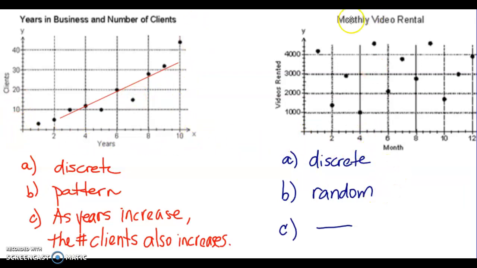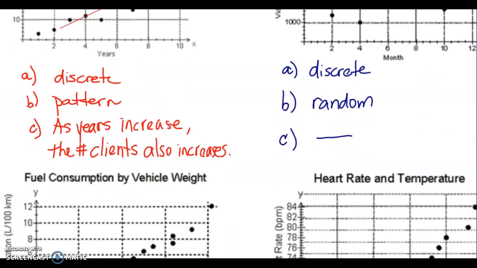Looking at our second example, title is monthly video rental, x-axis is month, y-axis is videos rented. So again, this is discrete data because I can't break down the number of videos rented into smaller components. Looking at the points here, there is no line that approximates the move of the points, so I say that they are completely random. There is no pattern. So there's no relationship to describe there.